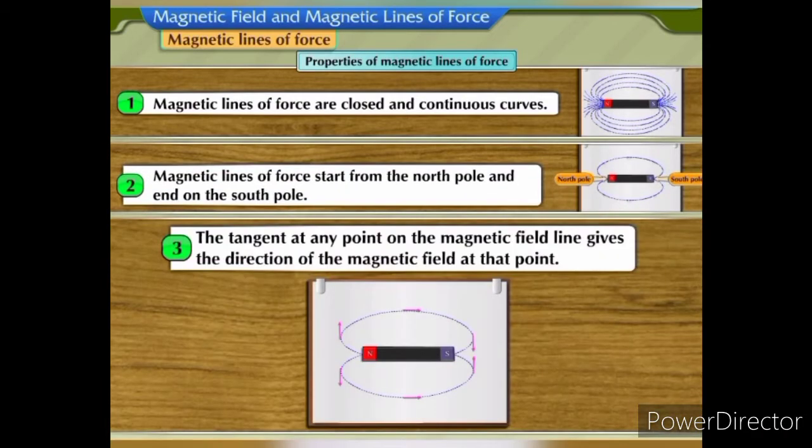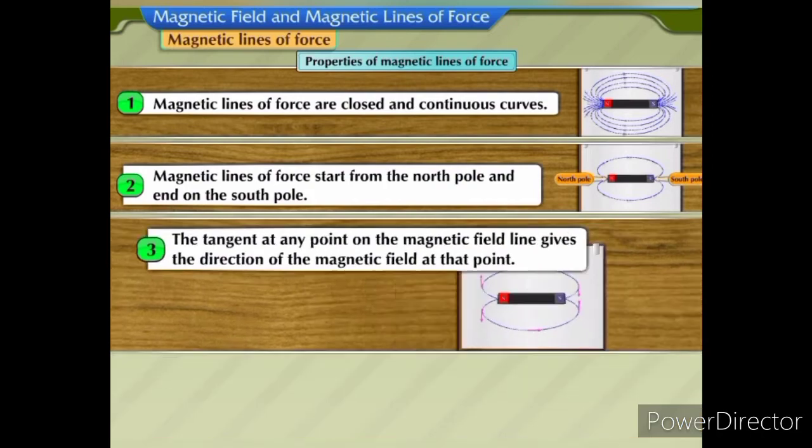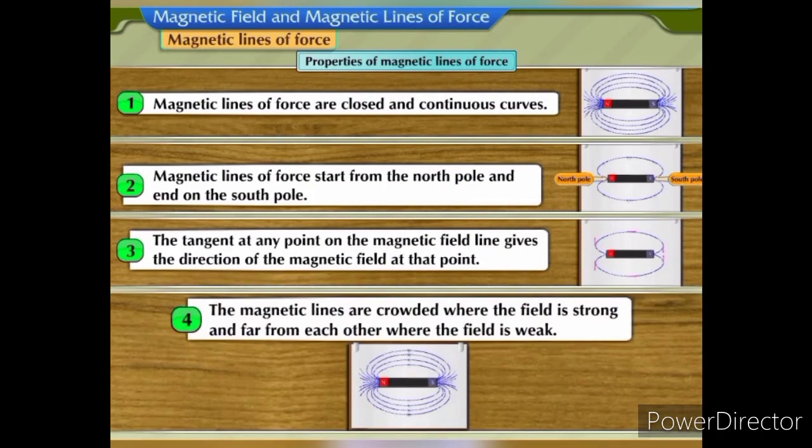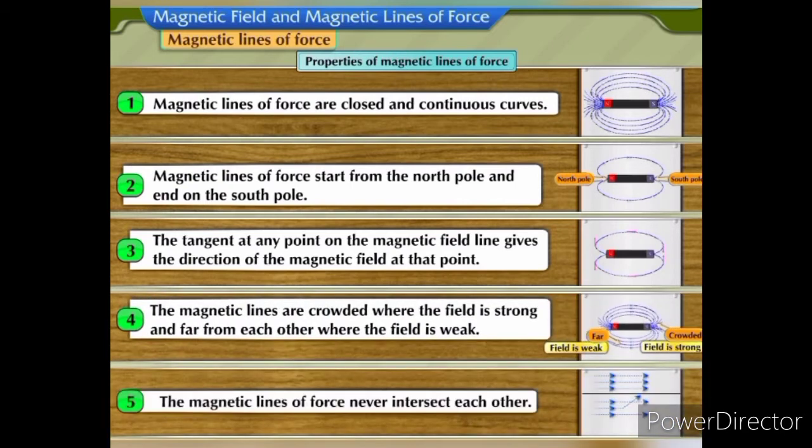The tangent at any point on the magnetic field line gives the direction of the magnetic field at that point. The magnetic lines are crowded where the field is strong and far from each other where the field is weak. The magnetic lines of force never intersect each other.